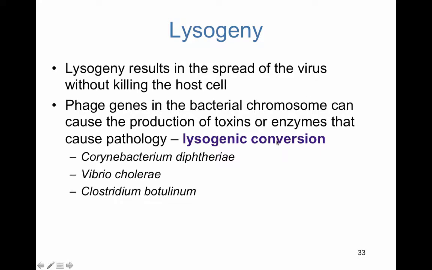Now remember, lysogenic conversion, I cited an example, diphtheria, where you have the phage genes, the bacteriophage genetic information that can cause the production of toxins or enzymes that can actually cause bacteria to make people sick. So diphtheria, even cholera, which is a waterborne illness, or Clostridium botulinum. This is the bacterium that causes botulism. All of these have been enhanced as far as their virulence by this process.